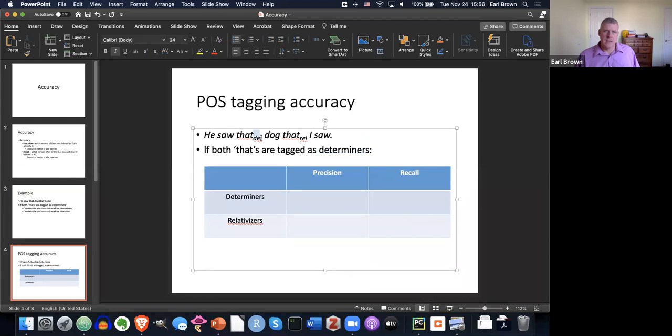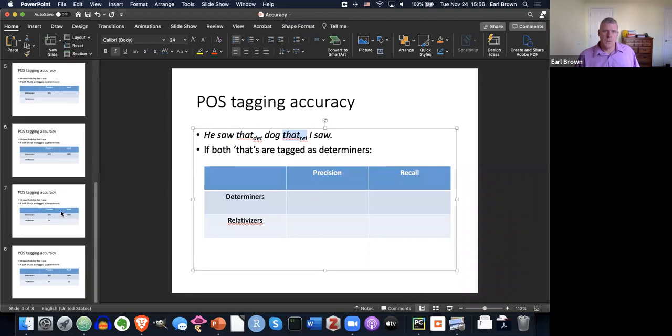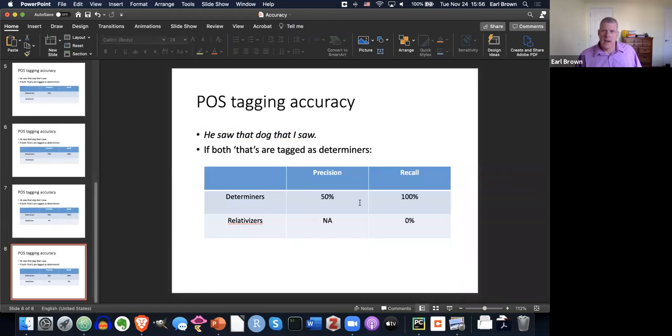And once again, I have a DET here to identify this is a determiner, that is a determiner. And I have REL here next to that to identify it as a relativizer. Let's just jump all the way down. So if we get two results back and they both say determiner, but only one of those two actually was a determiner, our precision would be 50%, because 50% of what we got back was correct, because we got two results back, but only one of them actually was a determiner, right? The other was a relativizer.